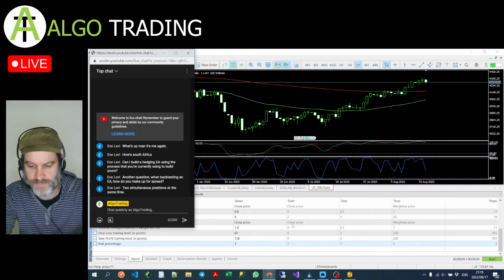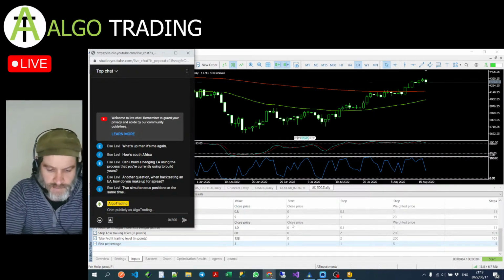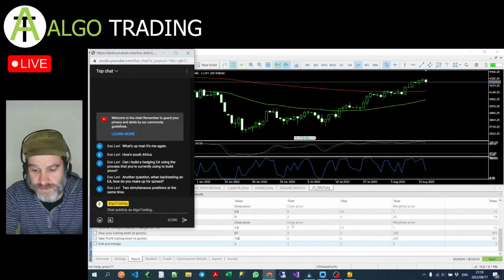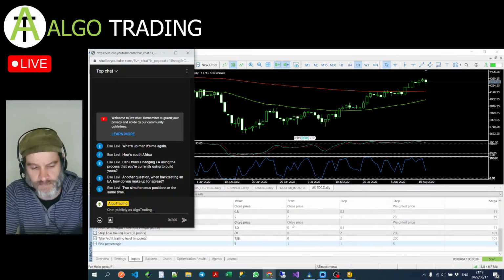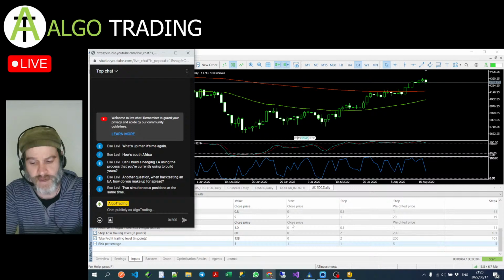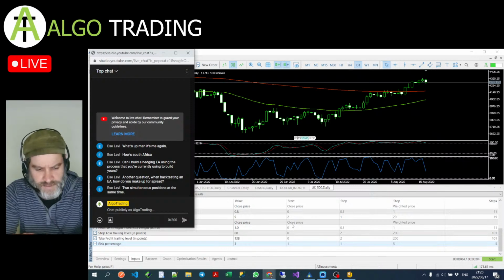Okay, so two simultaneous positions at the same time, long and short. Yeah, you could build something like that. I would rather build two separate EAs that work differently on the same instrument, so you almost trade two completely different types of strategies, and that way you get a quicker time frame strategy and then another strategy. But I wouldn't take two positions because you could actually get stopped out on both, and you do need to trade with a stop loss.